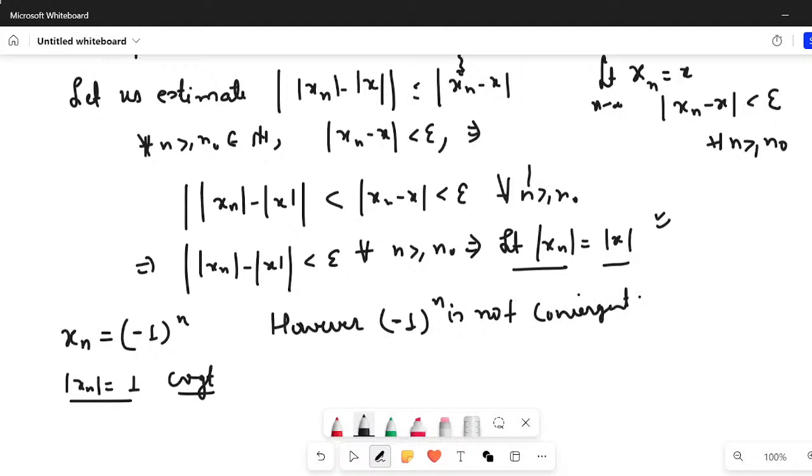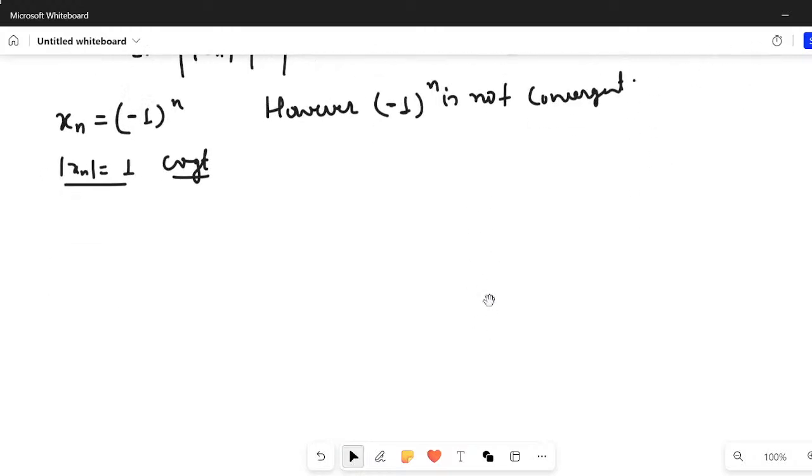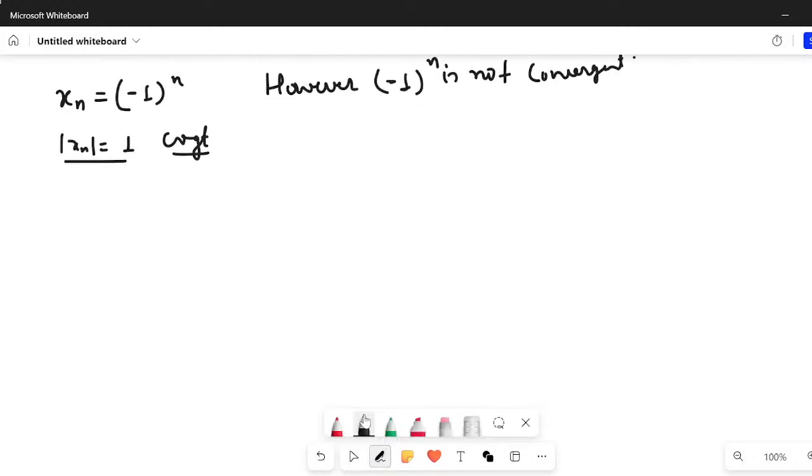Minus 1 raised to power n is not convergent. Okay, why is this the case? Why do you think that xn equal to minus 1 raised to power n is not convergent? One thing you can think is that the limit is not unique.